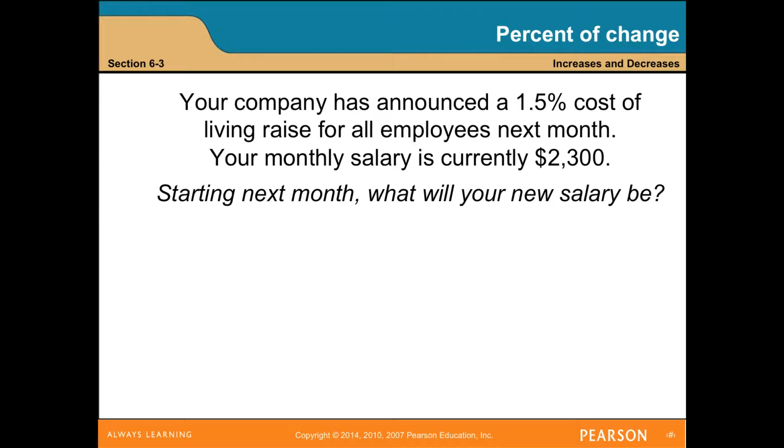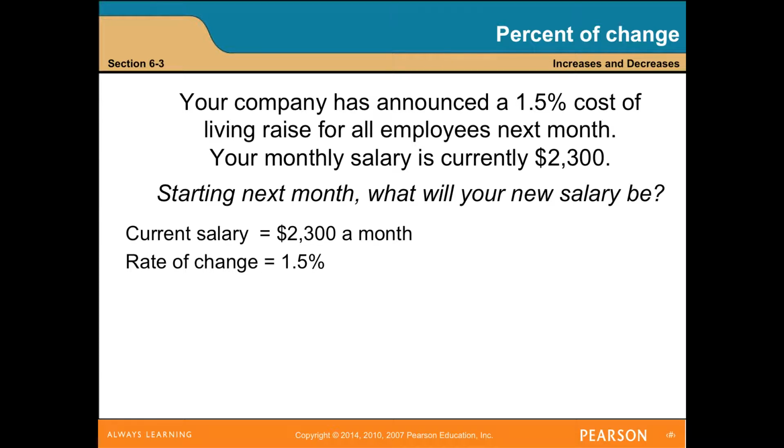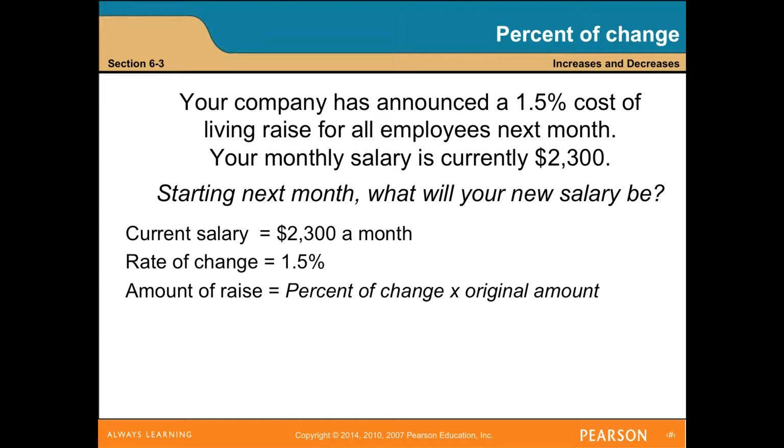And this is an example. Your company has announced a 1.5% cost of living raise for all employees next month. Your monthly salary is currently $2,300. Starting next month, what will your new salary be? Current salary is $2,300 a month. Rate of change is 1.5%. The amount of the raise is equal to the percent of the change times the original amount.